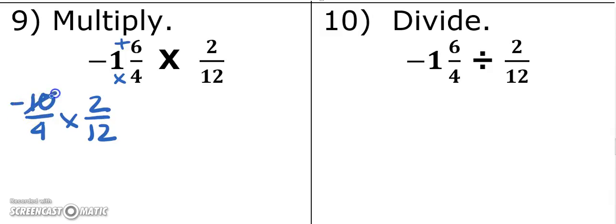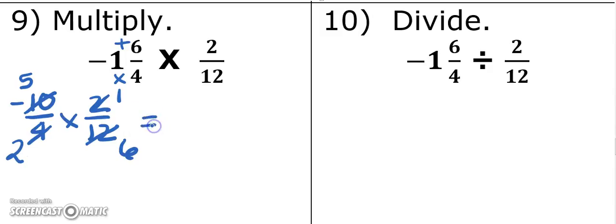So here I can cross-cancel the 10 and the 12. I can divide them both by 2. So you cross them out, and 10 divided by 2 is 5. 12 divided by 2 is 6. Now I can cross-cancel the 2 and the 4. I could divide them both by 2. 2 divided by 2 is 1. 4 divided by 2 is 2.